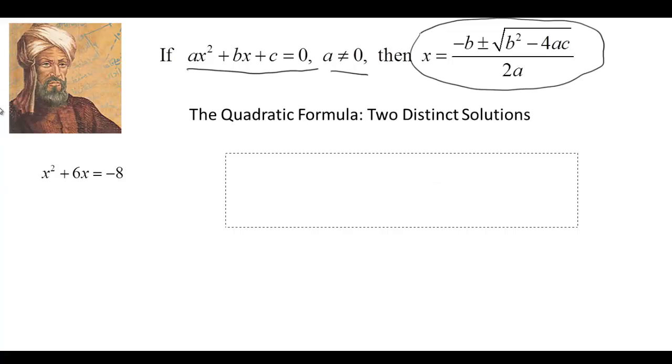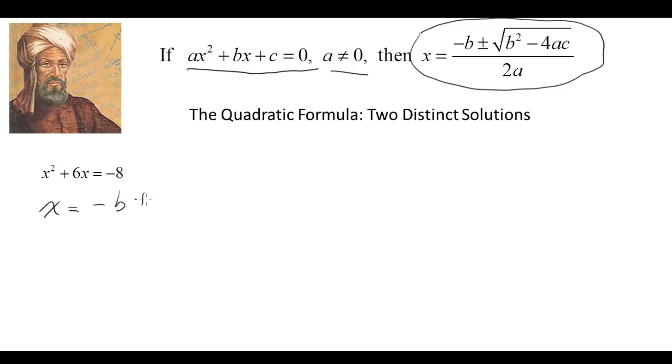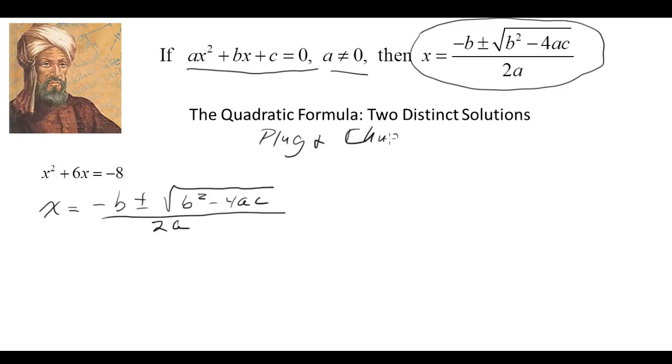Okay. So I have my equation x squared plus 6x equals minus 8. And of course, the first thing I'm going to do is write down the formula. See if I can write a little more neatly this time. x equals minus b plus or minus the square root of b squared minus 4ac, over 2a. So now the question is, what are a, b, and c? Because this is essentially a plug and chug exercise.